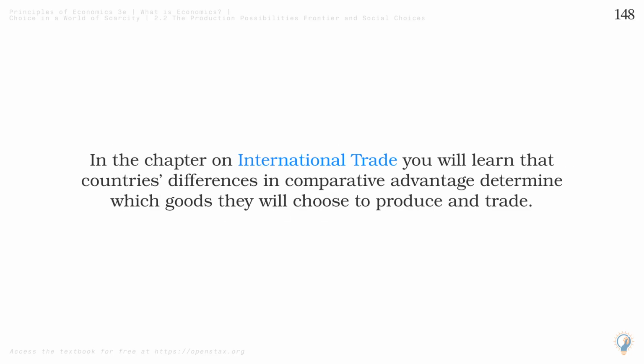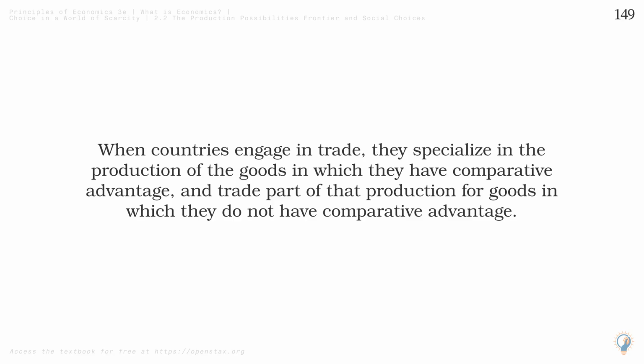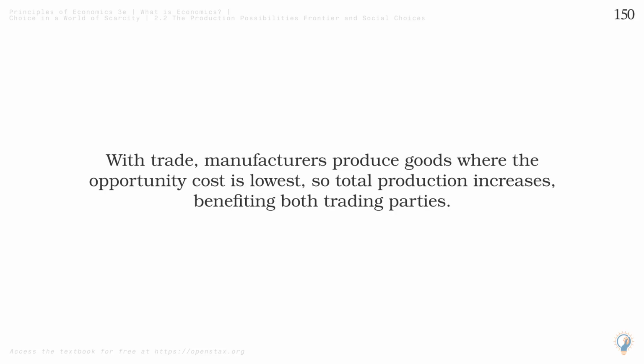In the chapter on international trade, you will learn that countries' differences in comparative advantage determine which goods they will choose to produce and trade. When countries engage in trade, they specialize in the production of the goods in which they have comparative advantage, and trade part of that production for goods in which they do not have comparative advantage. With trade, manufacturers produce goods where the opportunity cost is lowest, so total production increases, benefiting both trading parties.